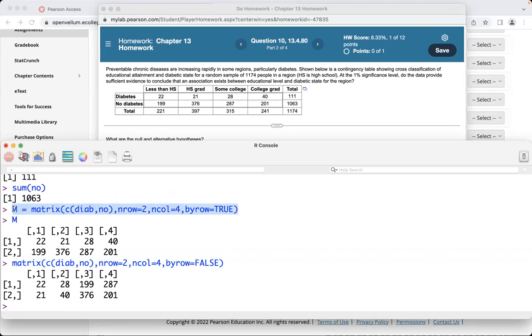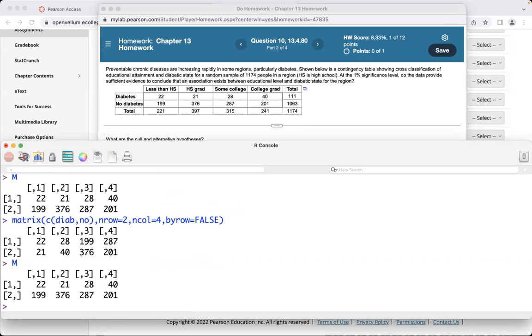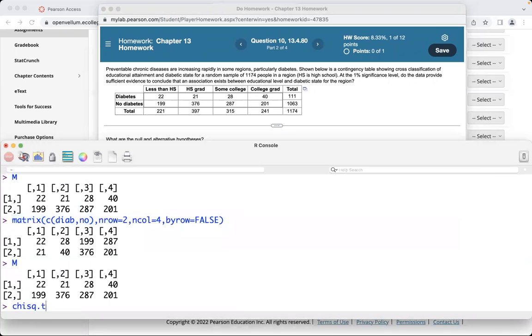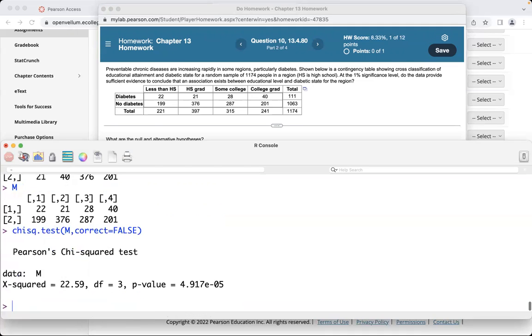I always like to input the data by rows because as a mathematician, that's just how I think, using row operations and doing things like that with matrices. So anyways, that's our matrix M. Now we're going to find our test statistic and run our chi-squared test on M. We're going to turn off the correction term, and that's all we're going to do.